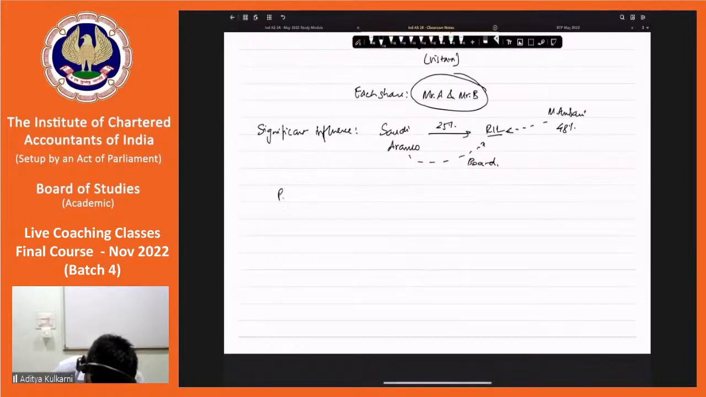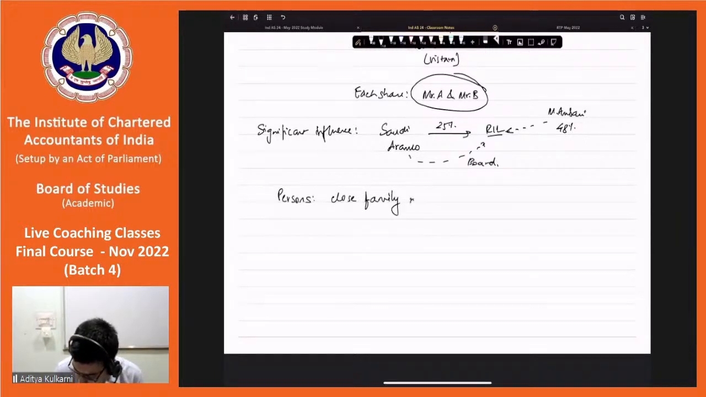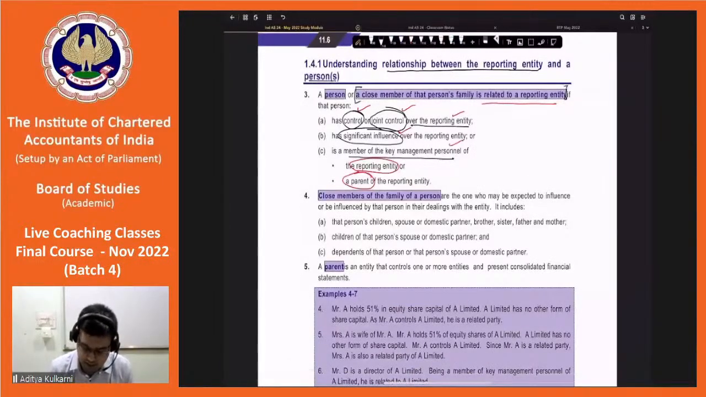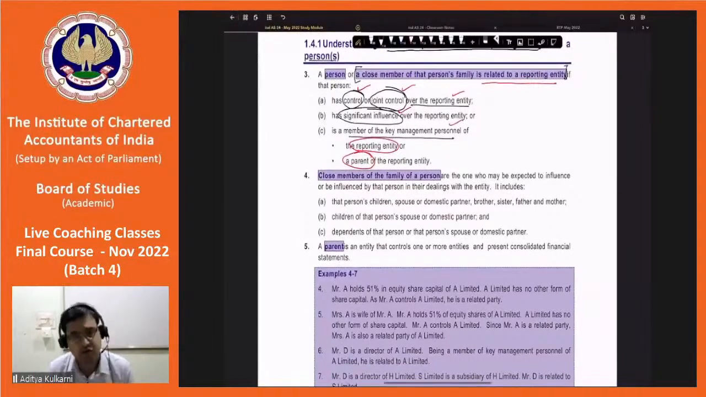जब persons होते हैं, then these persons will also be influenced by some other persons. So that some other person, the standard calls it as close family members. Okay. What do you mean by close family members? So the standard proceeds to describe close members of the family are one who may be expected to influence or be influenced by that person.